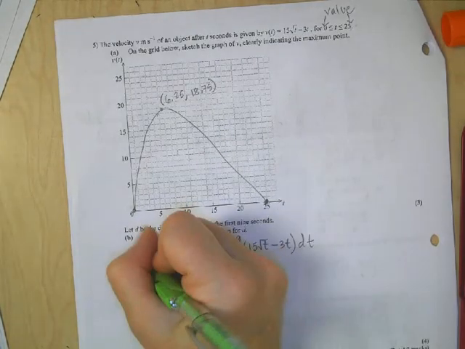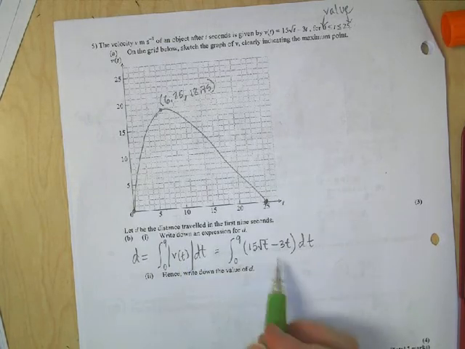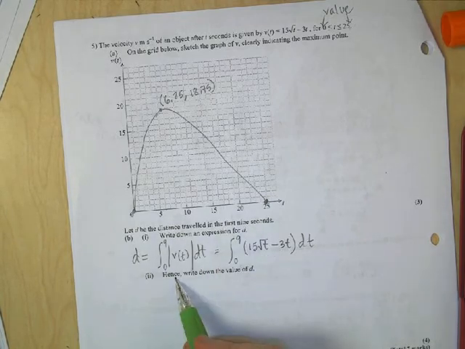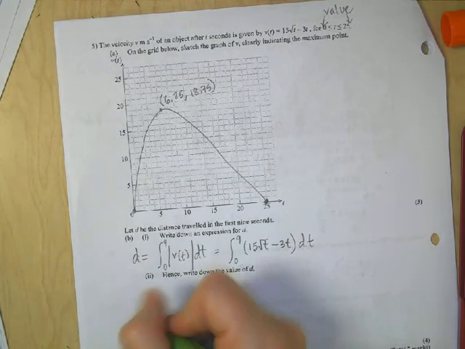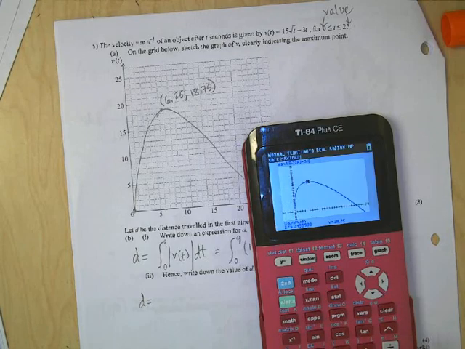D equals, I can write it like this, but since I know what v of t is, I'm going to go ahead and put it in. I didn't bother putting the absolute value bars because the whole thing is above the x-axis anyway. Okay, hence write down the value of d. So that means I'm going to use my calculator. Yay! So this is a real easy calculator problem.